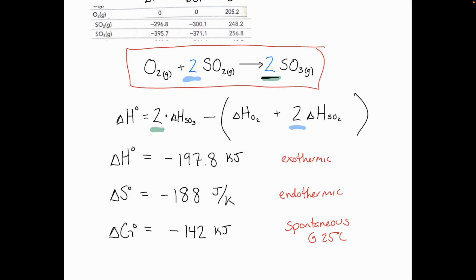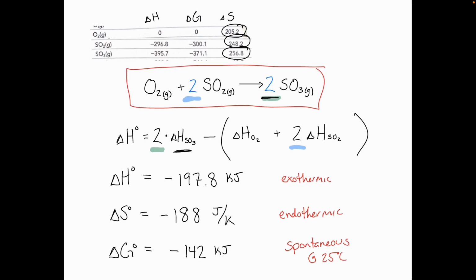Let's look at how you punched it into your calculator here. I took 2 times my delta S of my SO3, so 2 times that value minus in parentheses this value plus 2 times that value. If you don't have the parentheses, you won't get it.